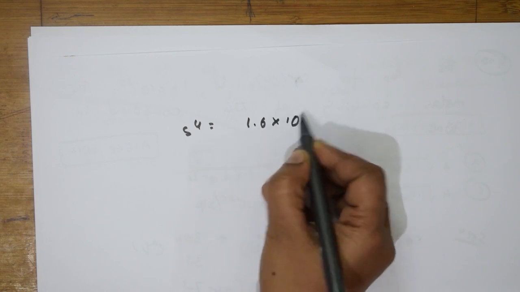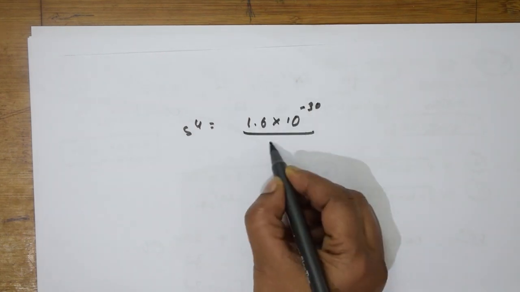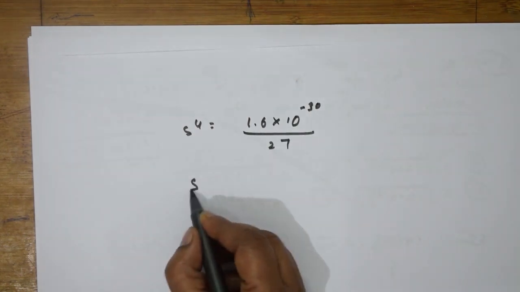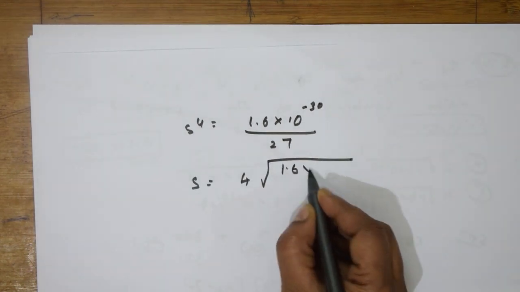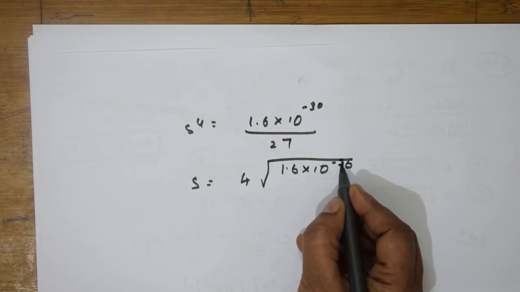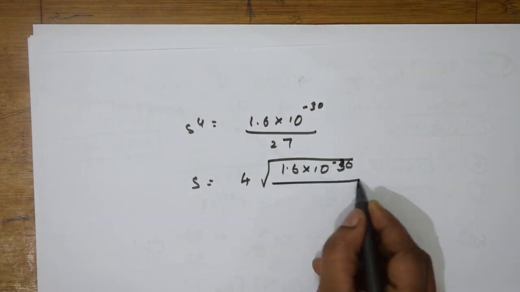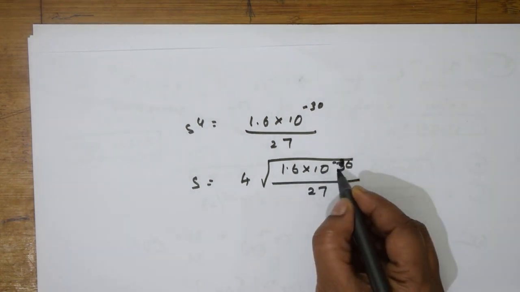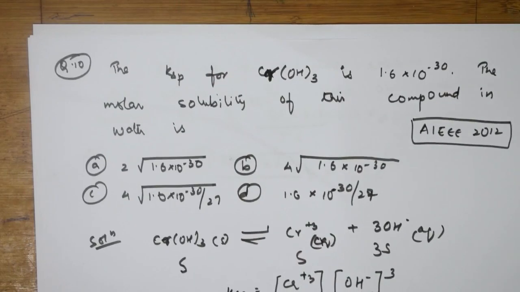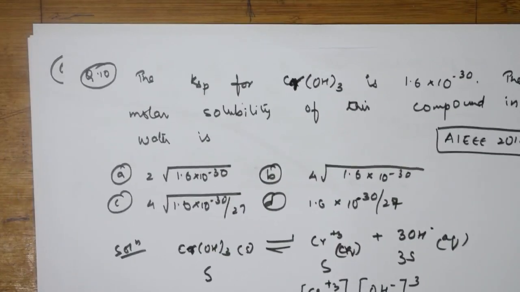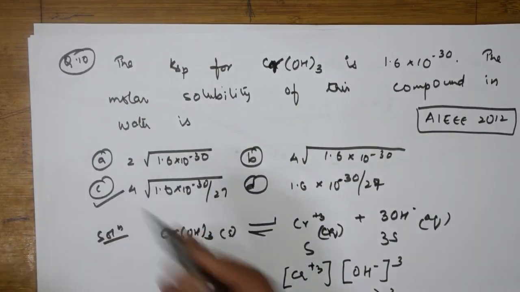S to the power of 4 is equal to 1.6 into 10 to the power of minus 30 by 27. So S equals the fourth root of 1.6 into 10 to the power of minus 30 by 27. So where is the answer? This is the correct option.